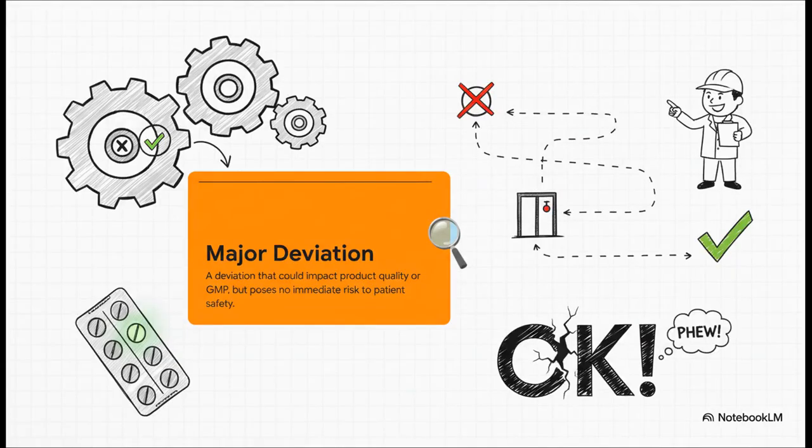Okay, next we step it up a notch to major deviations. Now these are definitely more serious. They've got the potential to actually impact the product's quality or the GMP compliance standards. Let's say an in-process check gets missed, but luckily someone catches it and fixes it before the batch goes any further. It's a real problem, but not a total disaster.